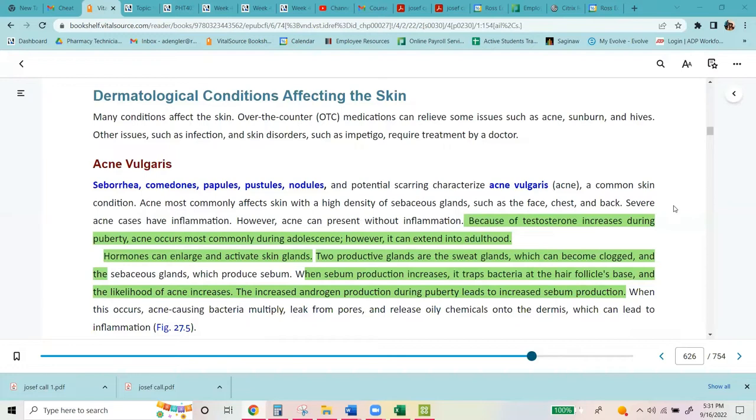Because testosterone increases during puberty, acne occurs most commonly during adolescence. However, it can extend into adulthood.